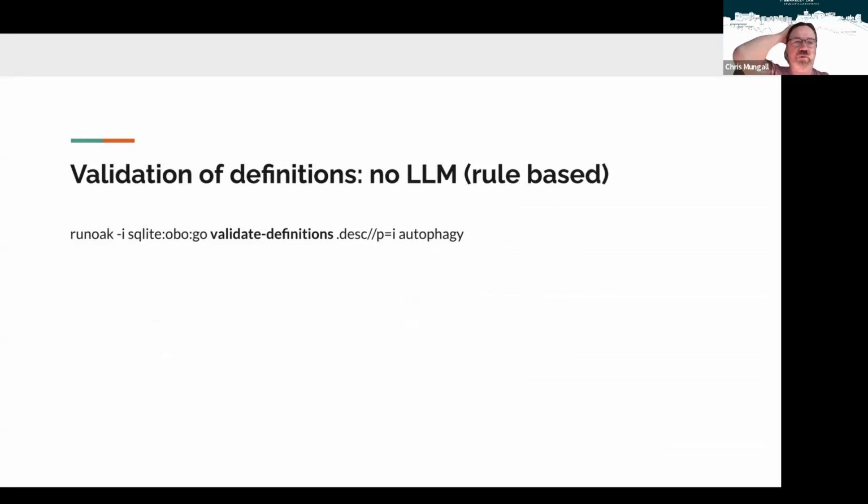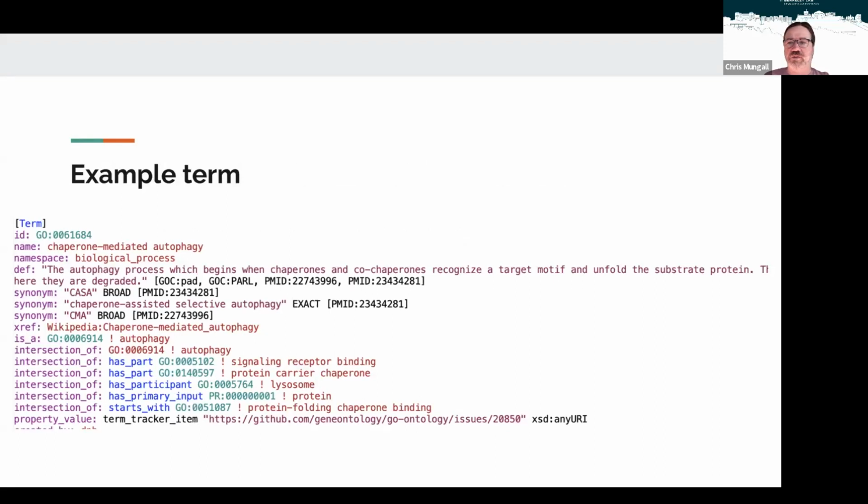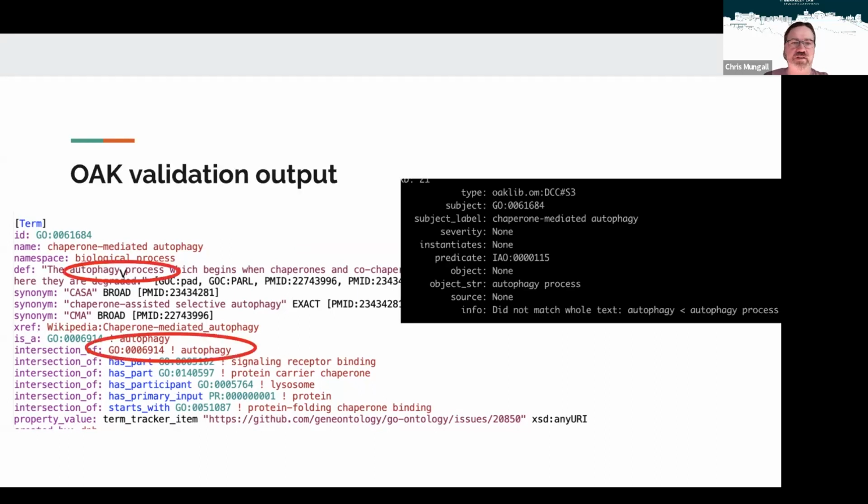Again, let's say that we want to go through a branch of our ontology and apply validations, validate definitions, to this. You can pass in on the command line either the whole ontology, a single term, or in this case, a branch of the ontology. To get a sense of the output, I'll show you one term in the GO, which is chaperone mediated autophagy. The definition here is: the autophagy process, which begins when chaperones and co-chaperones, and so on.